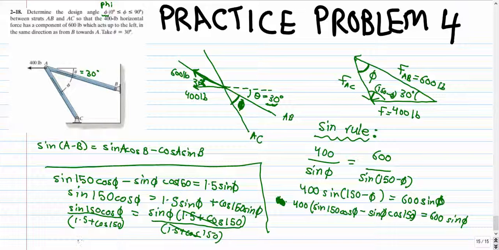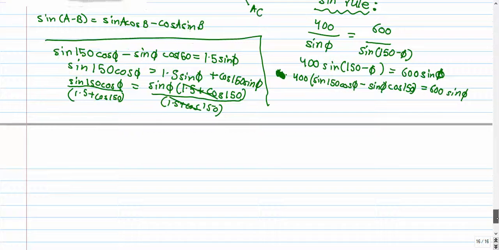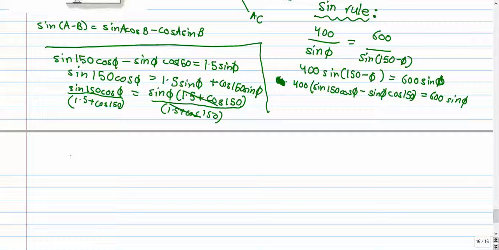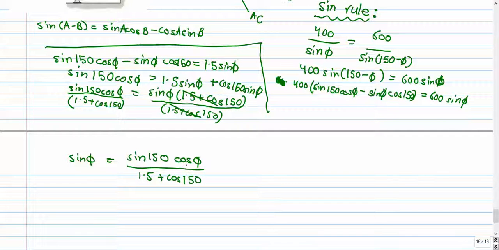And so what we end up with is, we'll just use the page below. So what we end up with is sine of phi should be equal to sine of 150 cos of phi divided by 1.5 plus cos of 150. Now divide cos of phi on both sides, and we end up with sine of phi over cos of phi equals sine of 150 divided by 1.5 plus cos of 150.